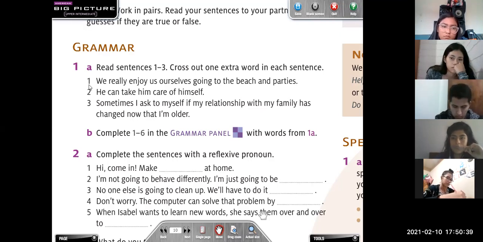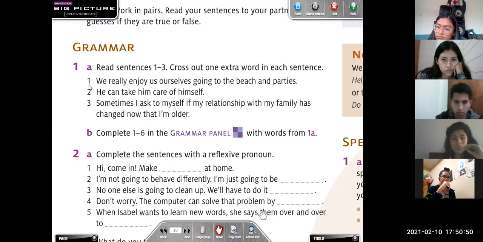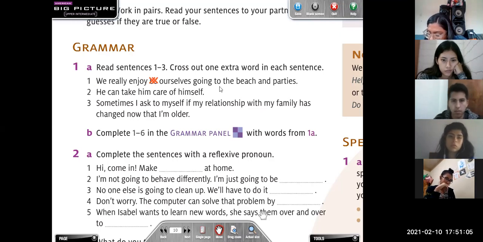Okay. We really enjoy us ourselves going to the beach and parties. Okay, Orlando, tell me, which is the word that we need to erase here in this sentence? Us. Us, right? We don't need to say us ourselves. So we really enjoy ourselves going to the beach and parties. Okay, thank you. Yoshi, number 2, please. He can take him care of himself.